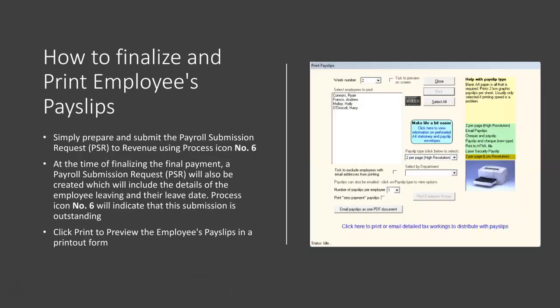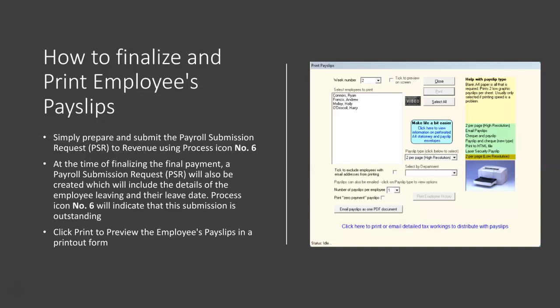This is how to finalize and print employees' pay slips. Simply prepare and submit the payroll submission request, PSR, to Revenue using process icon number 6. At the time of finalizing the final payment, a payroll submission request PSR will also be created, which will include the details of the employee leaving and their leave date. Process icon number 6 will indicate that this submission is outstanding.